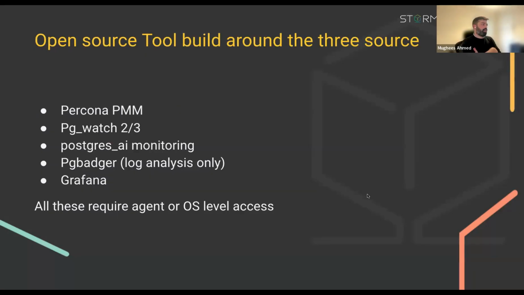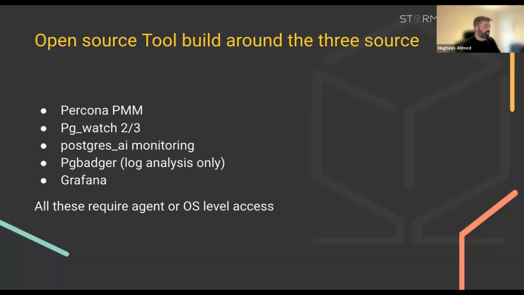There are open source tools built around these three resources. You have Percona PMM, which is based on Grafana, and you have all the dashboards where you can see the information. Then you have PG Watch 2, and now they have released PG Watch 3 as well from Cybertec, and it has a lot of good information. And then you have the Postgres AI monitoring solution. These three are all based on Grafana, and Postgres AI is from Postgres AI itself.